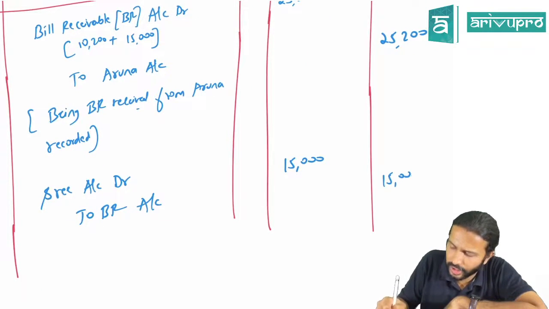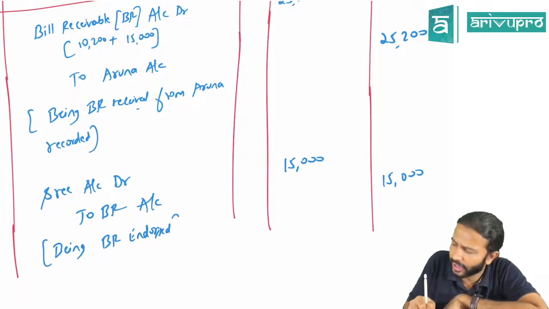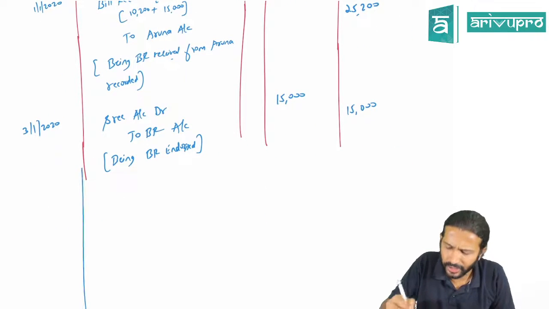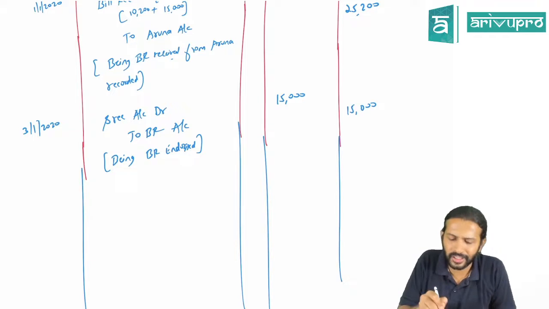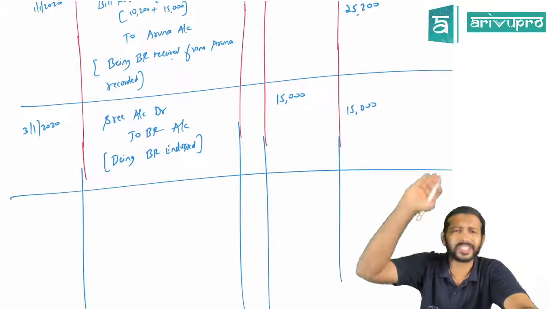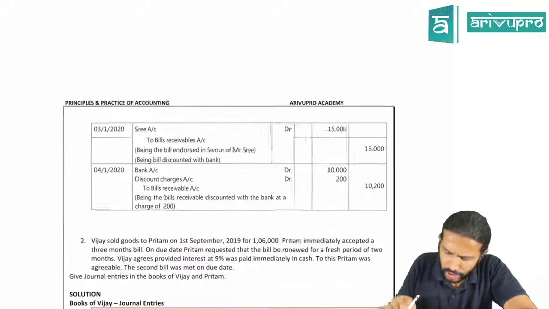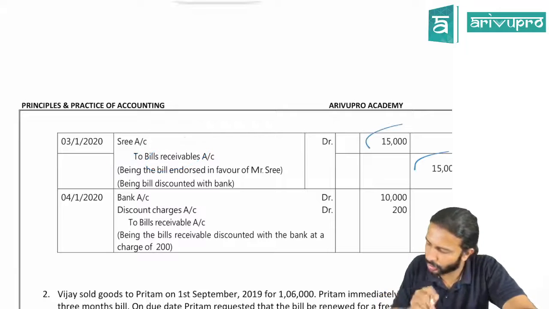So you can write the narration as being bill endorsed accounted, or you can just write being bill receivable endorsed. That's it. Same entry what I told you in the table. Same thing is coming over here. Got it? That's the reason I first discussed that with you, so that you have a clear idea now. So now it's just repetition. That's what they've passed here. Shri account debit to bill receivable 15,000.